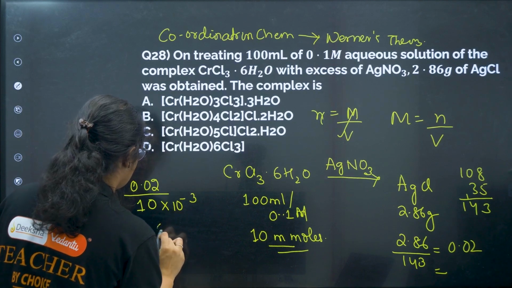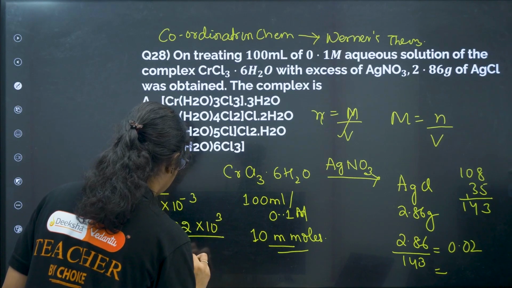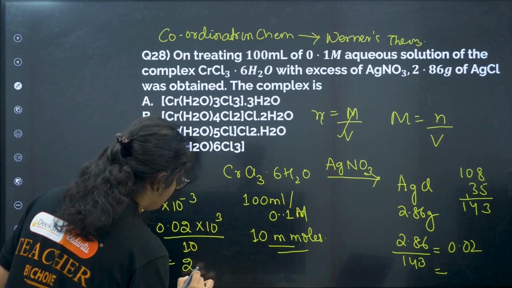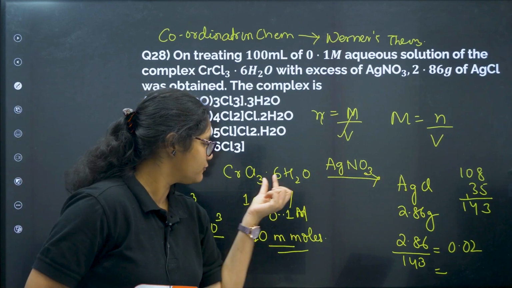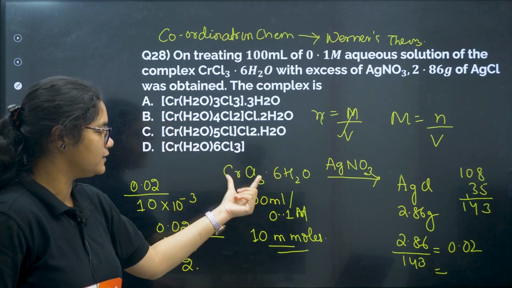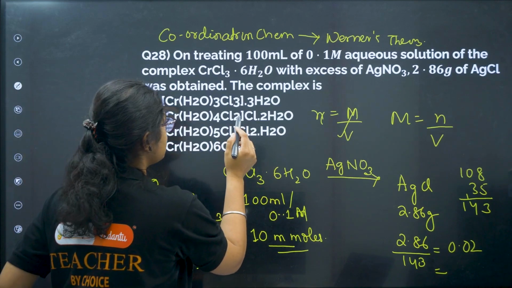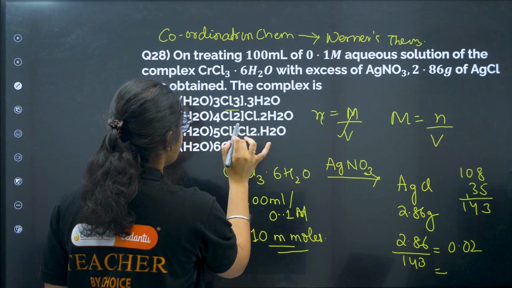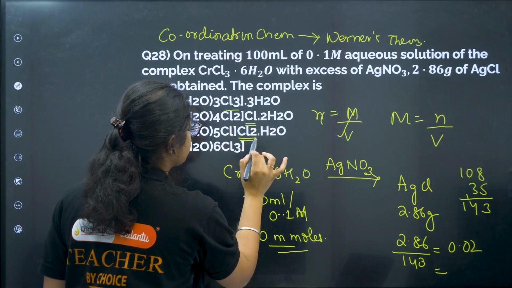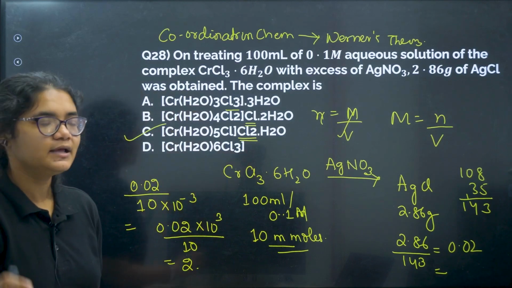So I can write 0.02 into 10 to the power of 3 by 10. So I'll get 2 here. So that means two chlorines must be outside in this compound, right? If two chlorines are outside, then you can see here, in one option there is no chlorine outside, in another there is 1 chlorine outside, and here there are 2 chlorines outside. So definitely the correct answer is option C.